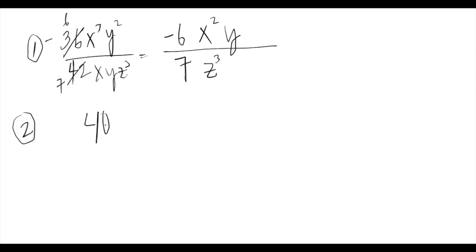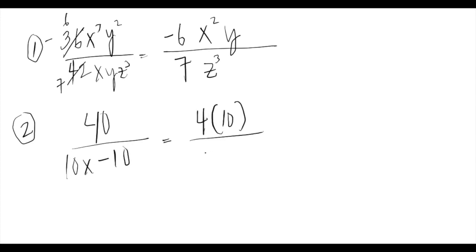Number 2. 40 over 10x minus 10. 4 and 10. Itong nasa baba, divisible by 10 yung parehong term. So, x minus 1. Cancel yung 10. Ang answer natin dito is 4 over x minus 1.